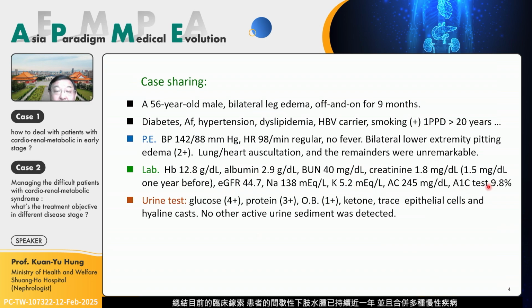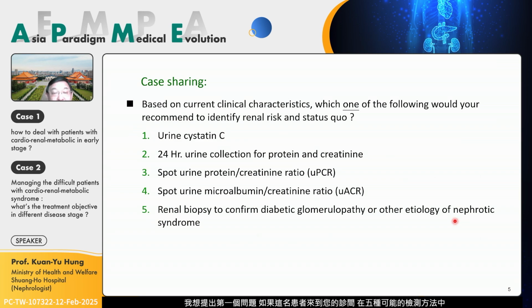If we summarize the current clues for this patient, he has had intermittent leg edema for almost 1 year, and he has many underlying diseases. The current presentation is a picture like nephrotic syndrome, with borderline renal decline and poor diabetes control. So I would like to raise my first question.